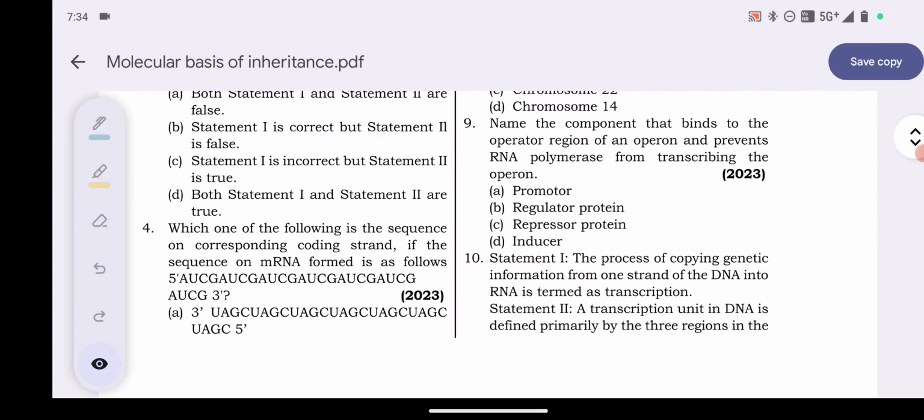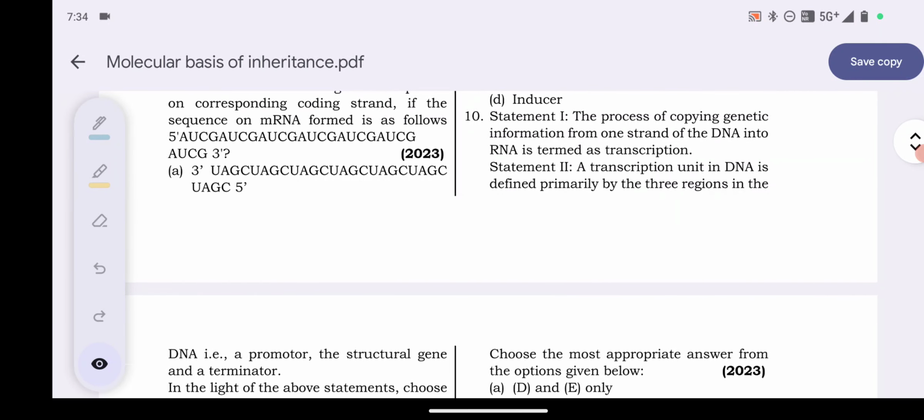Next, question number 9. Name the component that binds to the operator region of an operon, preventing RNA polymerase from transcribing the operon. Option A promoter, option B regulator protein, option C repressor protein and option D inducer. Here the answer will be option C, repressor protein. It is the component that binds to the operator region of an operon and prevents RNA polymerase from transcribing the operon. Option C is the answer.